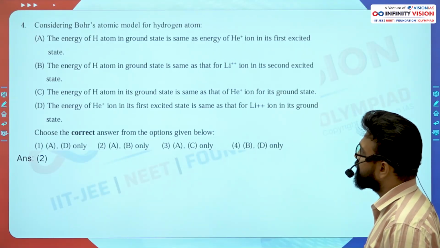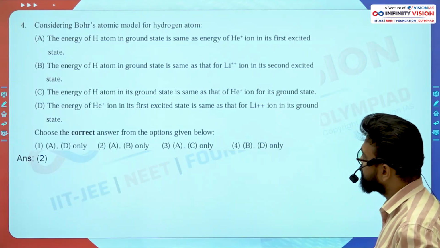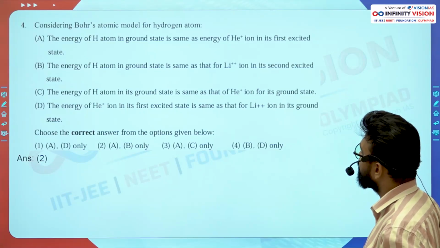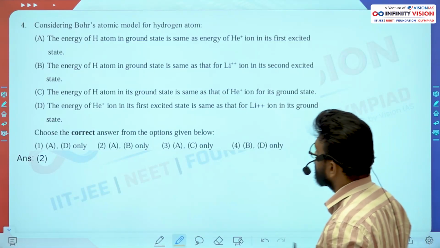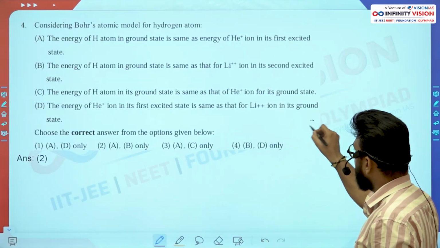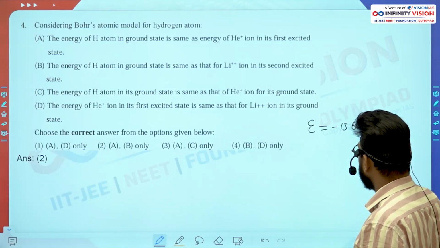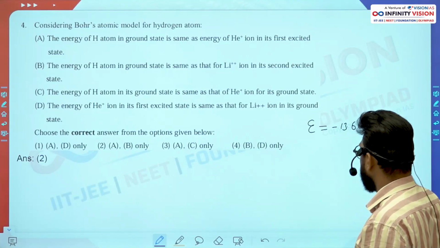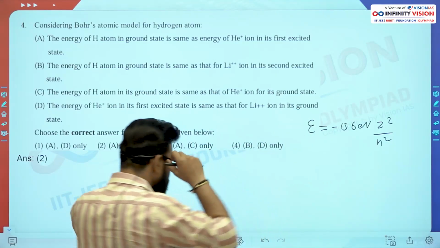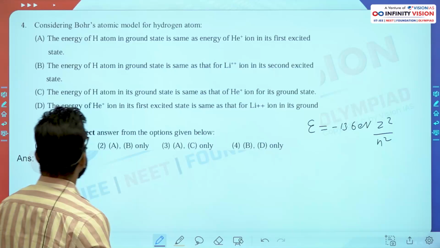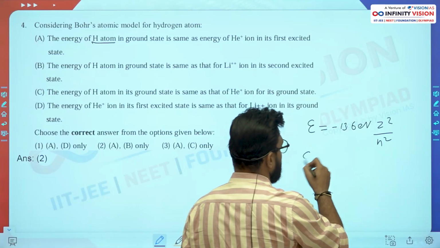Next, consider a Bohr atomic model for hydrogen atom. The energy of hydrogen in the ground state is the same as the energy of helium ion in its first excited state. First of all, we have to just check it. We already know the energy at any particular nth stage is given as minus 13.6 electron volt Z square by n square, where Z is the atomic number and n is the nth orbit.